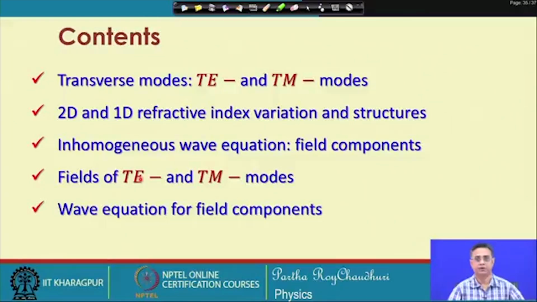A set of electric and magnetic fields put together will constitute these TE modes, and similarly for TM modes also a set of electric and magnetic fields out of the 6 components of both electric and magnetic fields will be put together to represent these transverse magnetic modes. Then we will write down this wave equation for the field components.